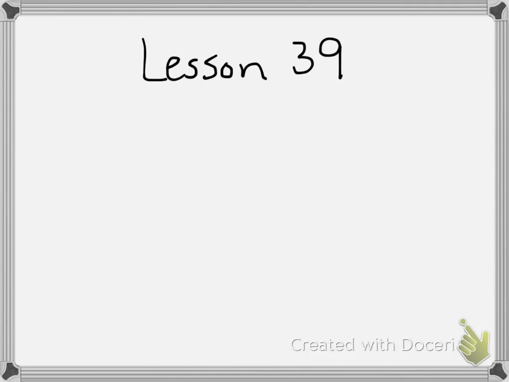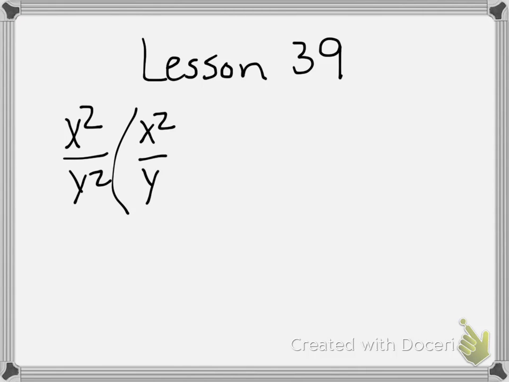So what we're going to do is use the distributive property. Again, if you remember, what we've done with the distributive property is we take everything that's on the outside and multiply it by everything that's on the inside. So for example, let's take a look at example 1. We have x squared over y squared times x squared over y plus 3y cubed over m.